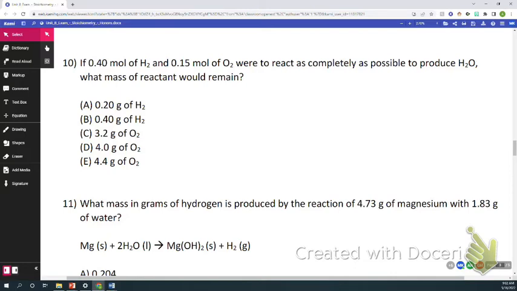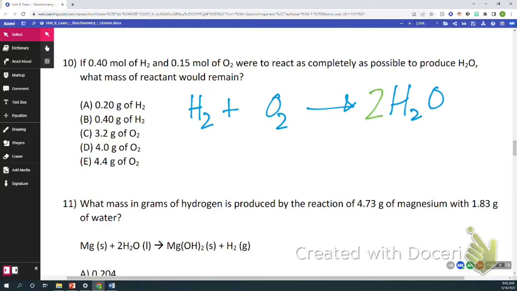Okay, this one is a little tricky. They want H2 to react with O2 and they made H2O. They don't show you a formula, so this is kind of tricky, but they tell you everything that's made. What you have to do is balance it. You need a 2 here and a 2 here. They tell you you have 0.40 moles and 0.15 moles.